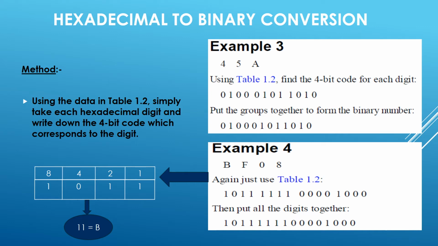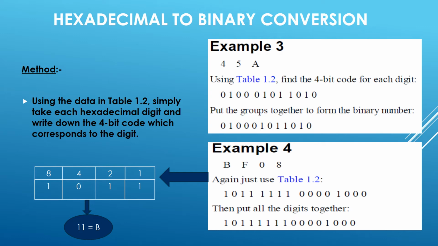4 is equivalent to 0100. You can see that from the table. 5 is equivalent to 0101, and A is equivalent to 1010. We'll put the groups together to form one binary number. If you do not want to use the table 1.2, you can simply use the binary notation 1248.